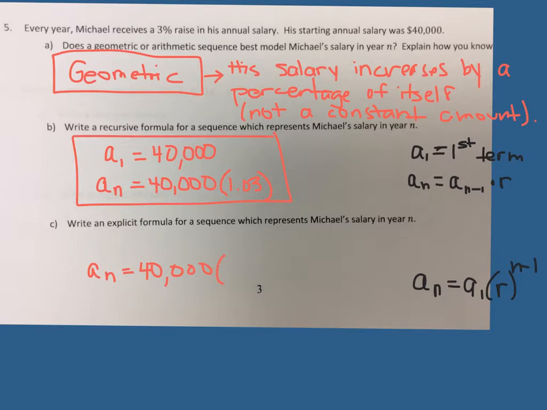And the rate, we talked about in part B that it's going up by 1.03. We're multiplying by 1.03 to get from one year to the next. And then we want to leave our exponent as n minus 1. We want to leave it in terms of n, so we can plug in different values of n to figure out what he'll be making as the years progress.